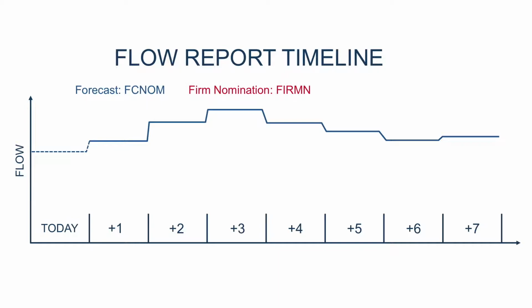Firm nominations refer to gas flows that have already been nominated to flow on today or tomorrow's gas day, and must be submitted at least once a day. The tag used when nominations change after the gas day starts is Firm R. R stands for renomination in this case. There's no limit on the amount of renominations that can be submitted for a given gas day.